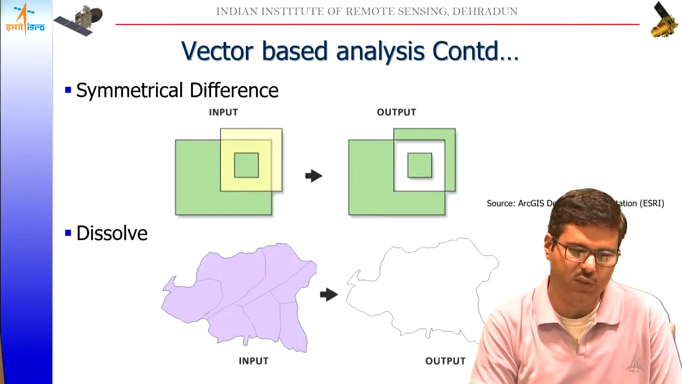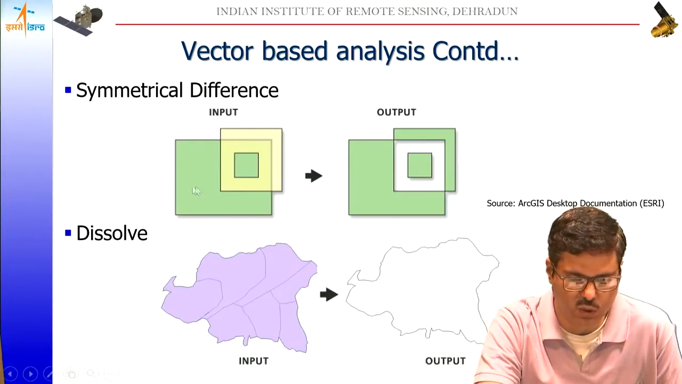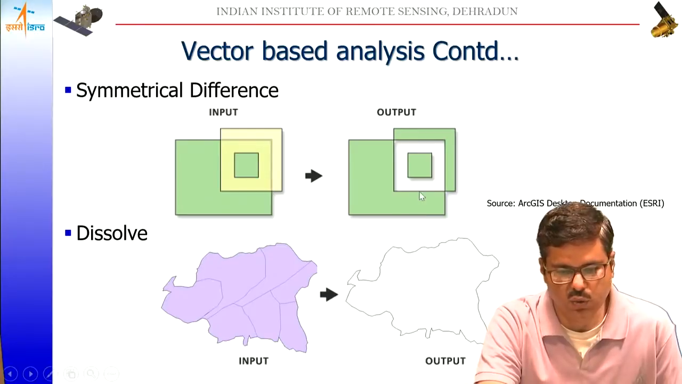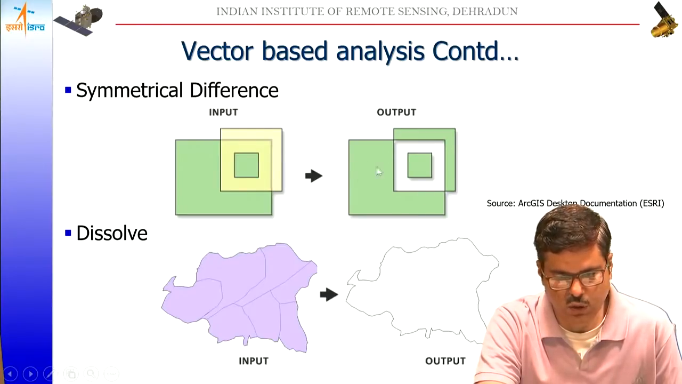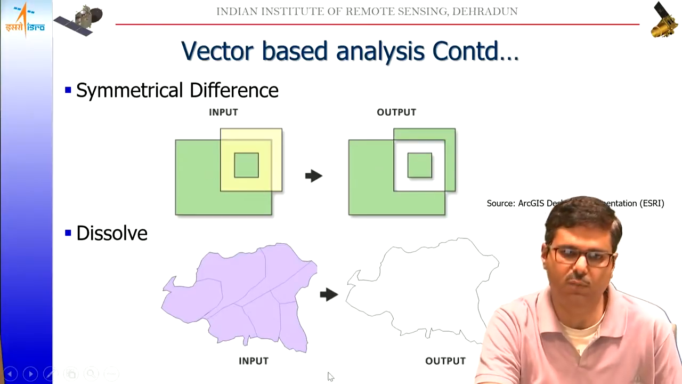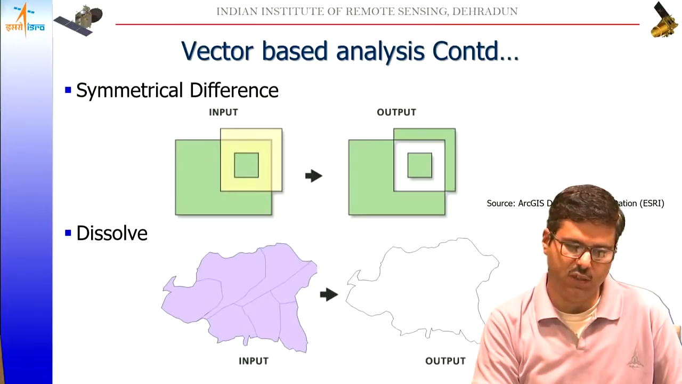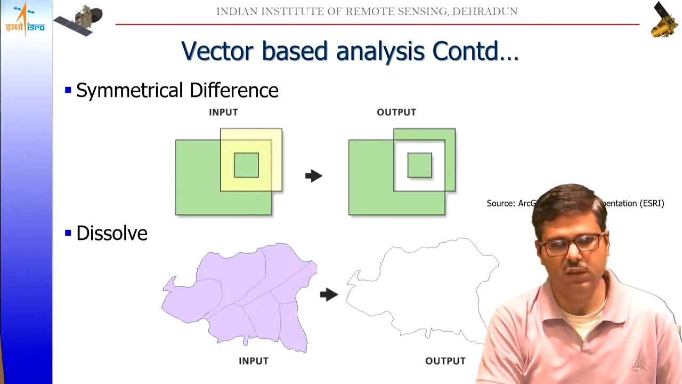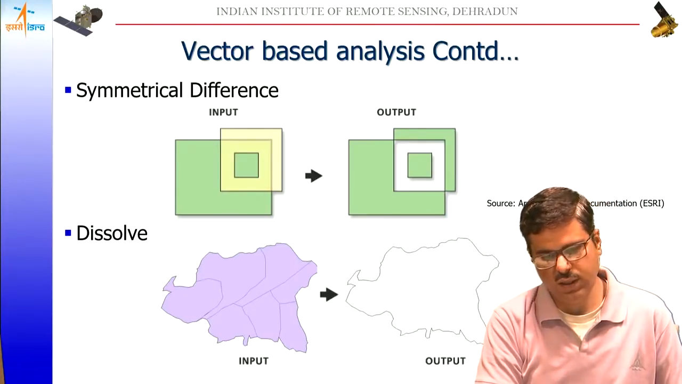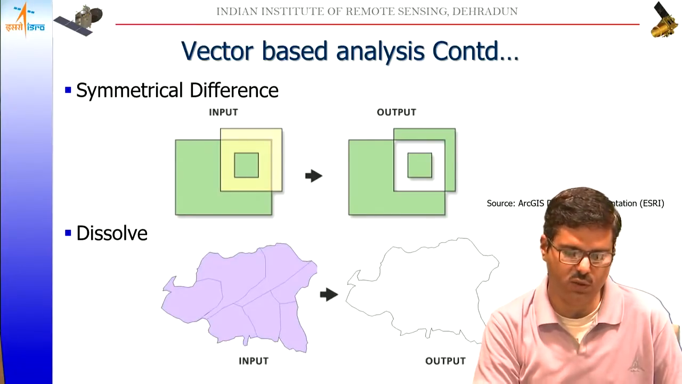Another widely used operator is called the symmetric difference operator. Now if you look at this, there are two input layers, green and yellow. In the output you'll see you are getting all the features which are in A or in B but not in both. So you can use this as a symmetric difference operator, where you want to find the difference between input layer 1 and input layer 2. We'll see an example in the subsequent slide also.